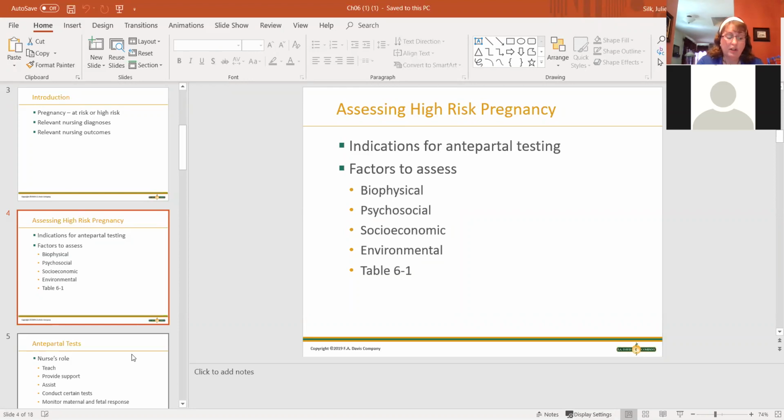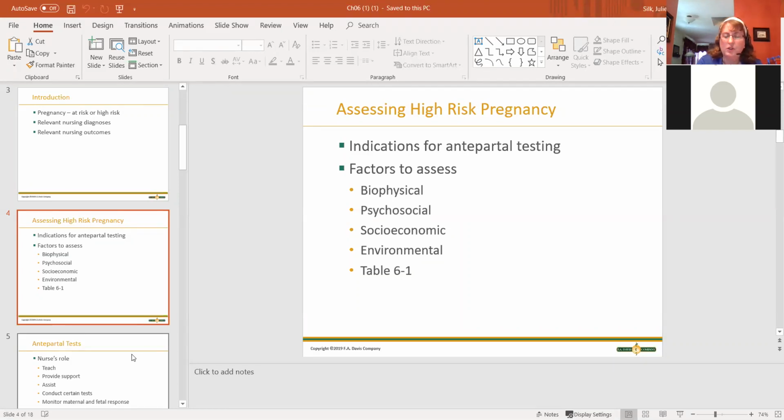Psychosocial. So, we're looking at things like their smoking history. How much caffeine do they take in every day? Do they do any alcohol or drugs? And then what's their psychological status? Are they some kind of psych history patient or something?